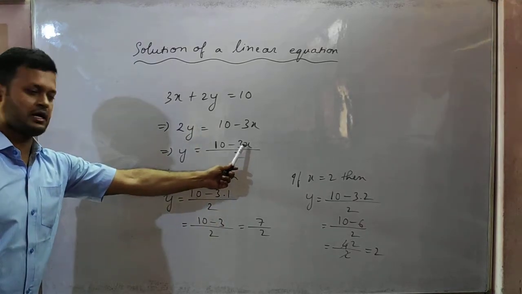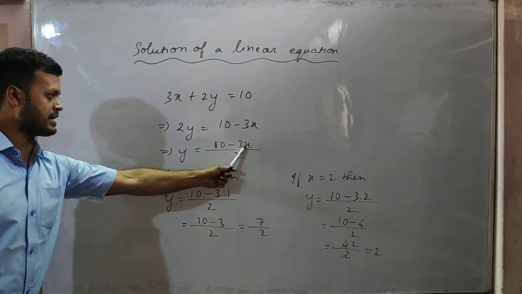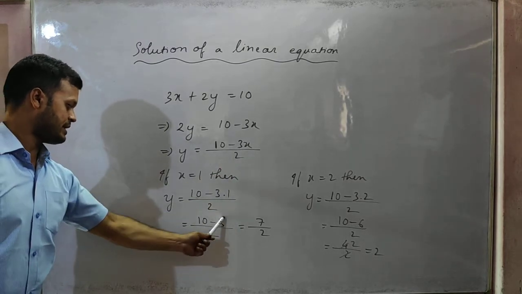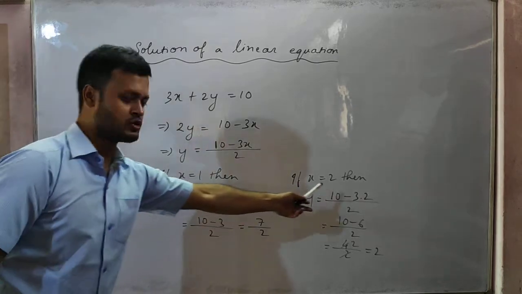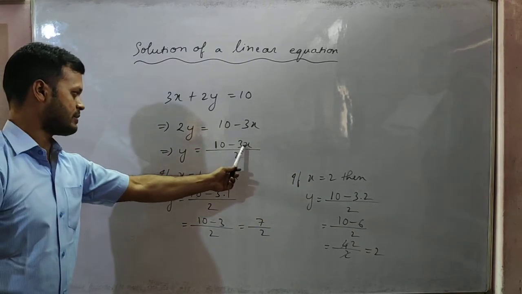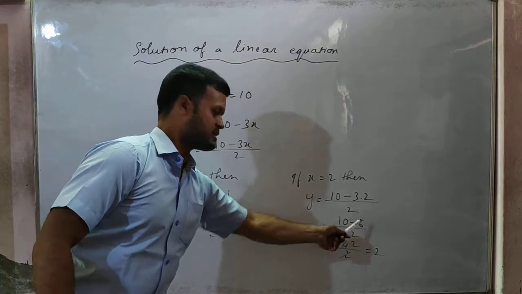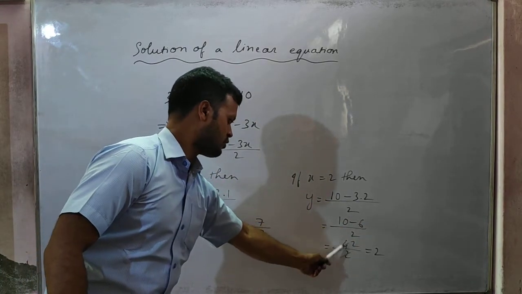One value of x is, suppose x equal to 1 I am putting. In place of x, if I put 1, then 10 minus 3 into 1 is how much? 3. So 10 minus 3 is 7, 7 by 2. If x is equal to 2, in place of x you just put 2. Y is equal to 10 minus 3 into 2. 3 into 2 is how much? 6. So 10 minus 6 is how much? 4. 4 by 2 is how much?